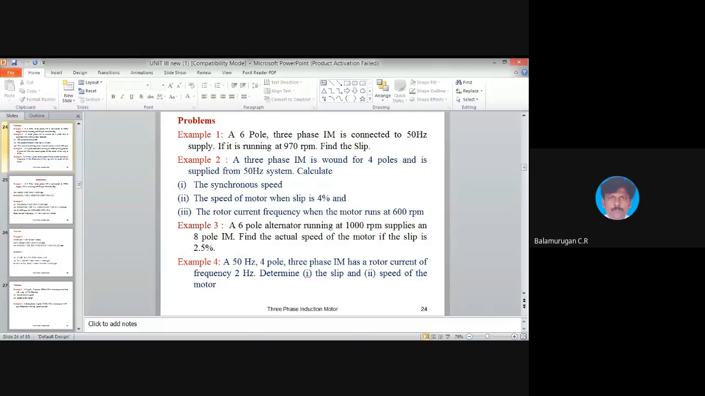So what are the given data means frequency is 50 hertz and the pole is 4 and the f dash is equal to 2 hertz. And you are supposed to calculate the slip, and the second you are supposed to calculate the speed of the motor. So how to calculate the slip? You know the formula f dash equal to s into f. So f dash is given, f is given. So slip will be equal to 4%. Okay.